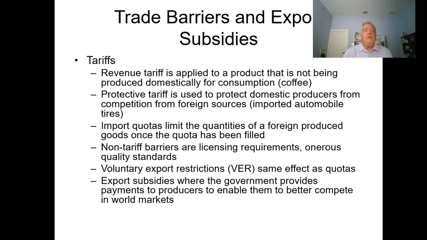Export subsidies, another one. The way that works is that the government says, all right, we want you to export into the world market. So what we're going to do for you is give you some money to make it cheaper cost-wise. For instance, if we want you to export wheat to other countries of the world, we will give you $2 per bushel. And that way your cost will be $2 less than the world market, and you'll be able to sell in the world at a lower price.